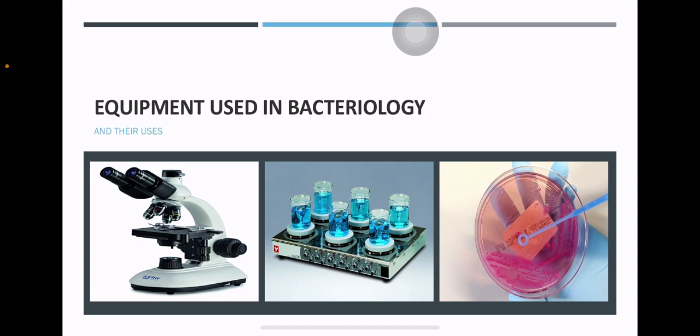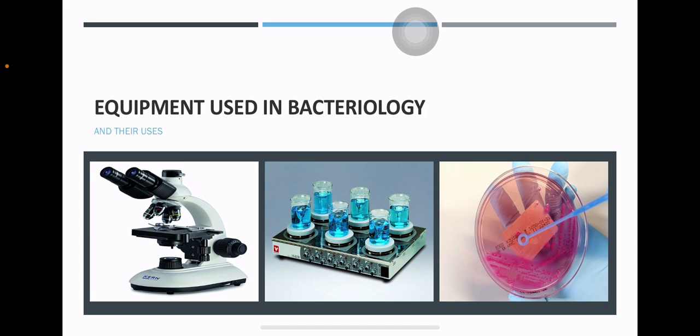So think of this lesson as levels. Level 1, manual tools. Level 2, semi-automated tests such as your API. Level 3, fully automated analyzers such as your Vitek, Phoenix, Microscan. Level 4, rapid identification such as your MALDI-TOF. And level 5, automated blood culture. You have your BacTec or your BactAlert. So this helps you mentally organize everything.